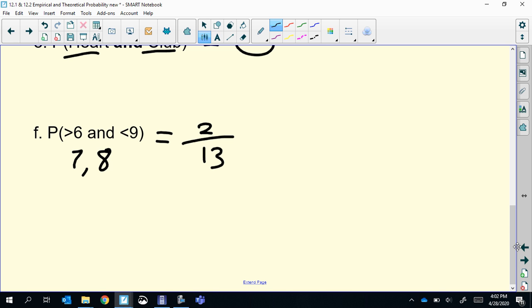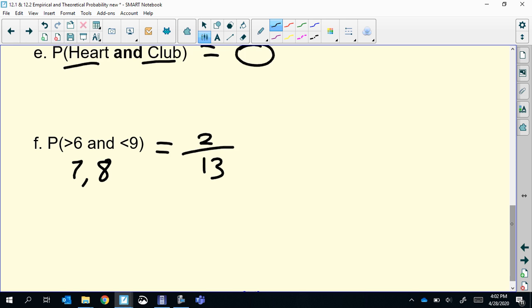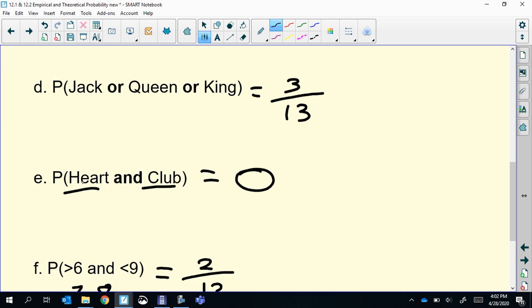So remember, if it says and, it needs to be both of those things. Greater than 6 and less than 9. Put it together, that's only talking about 7 and 8. Heart and club means it would have to be a heart and a club. When it's or, it's saying it could be any of those things, so you would add them up.